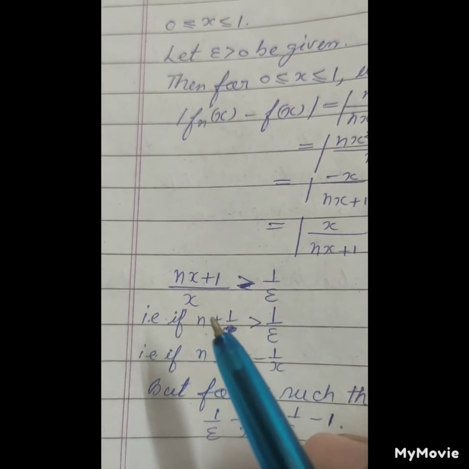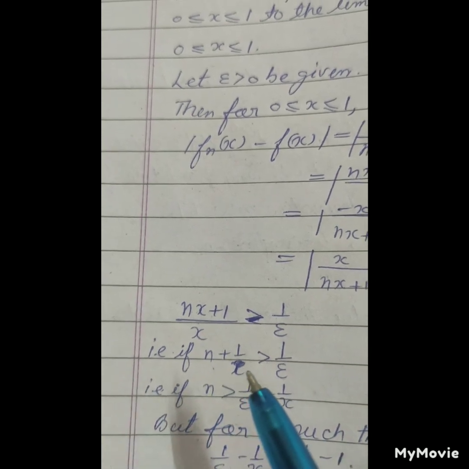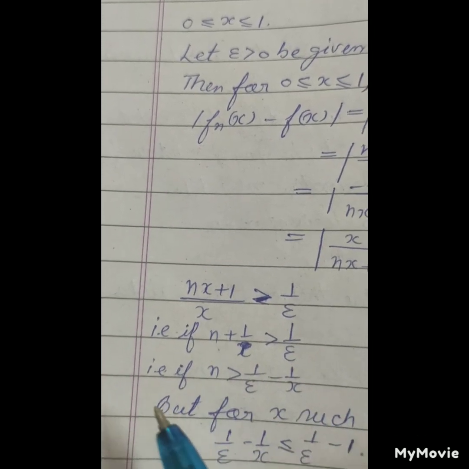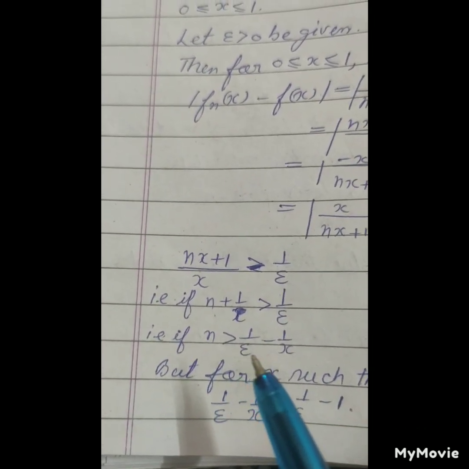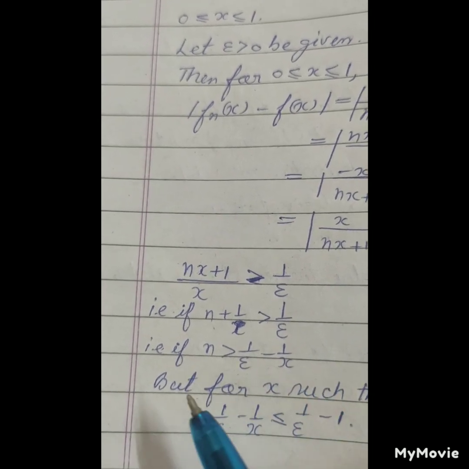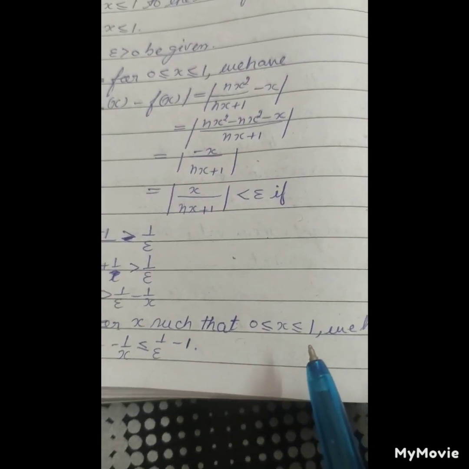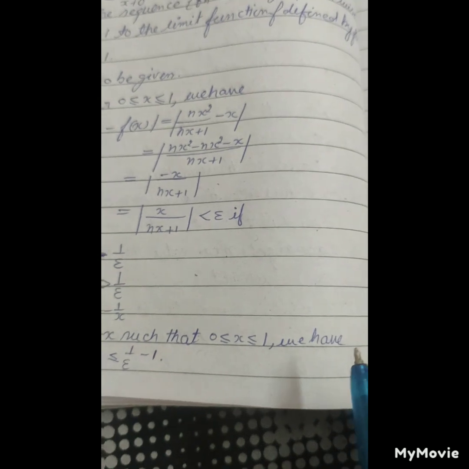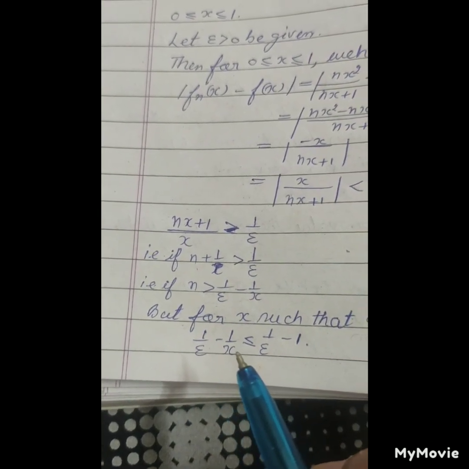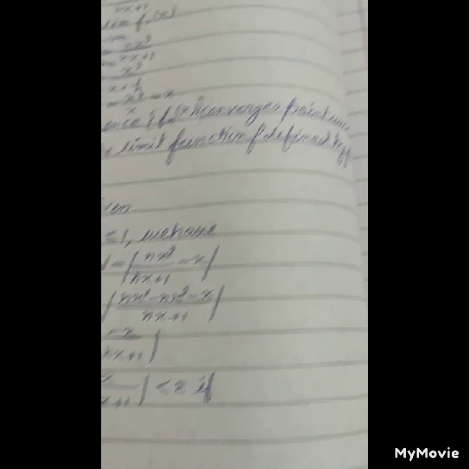(nx + 1)/x is greater than 1/epsilon, that is, if n + 1/x is greater than 1/epsilon, that is, if n is greater than 1/epsilon − 1/x. But for x such that 0 < x ≤ 1, we have 1/epsilon − 1/x ≤ 1/epsilon − 1.